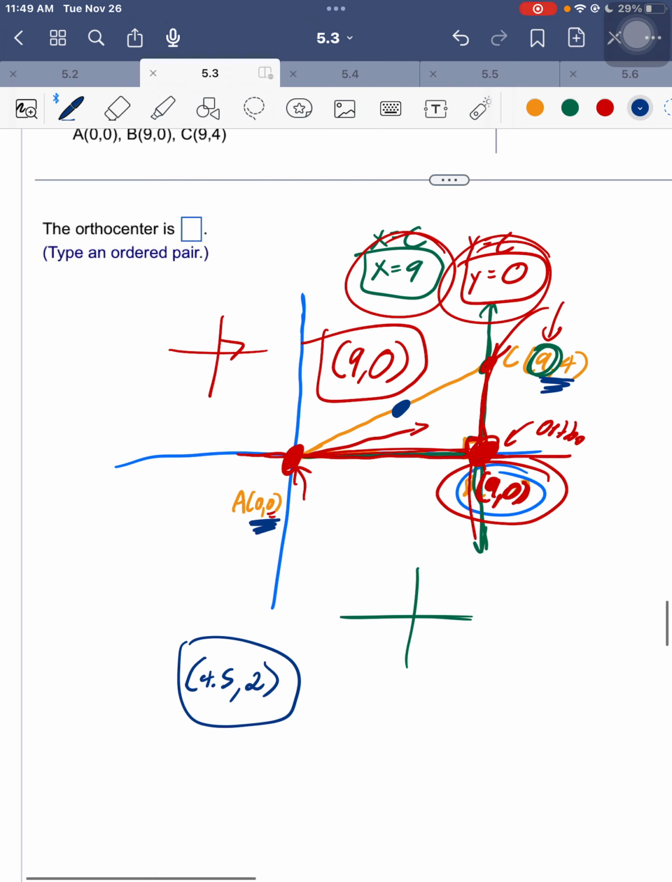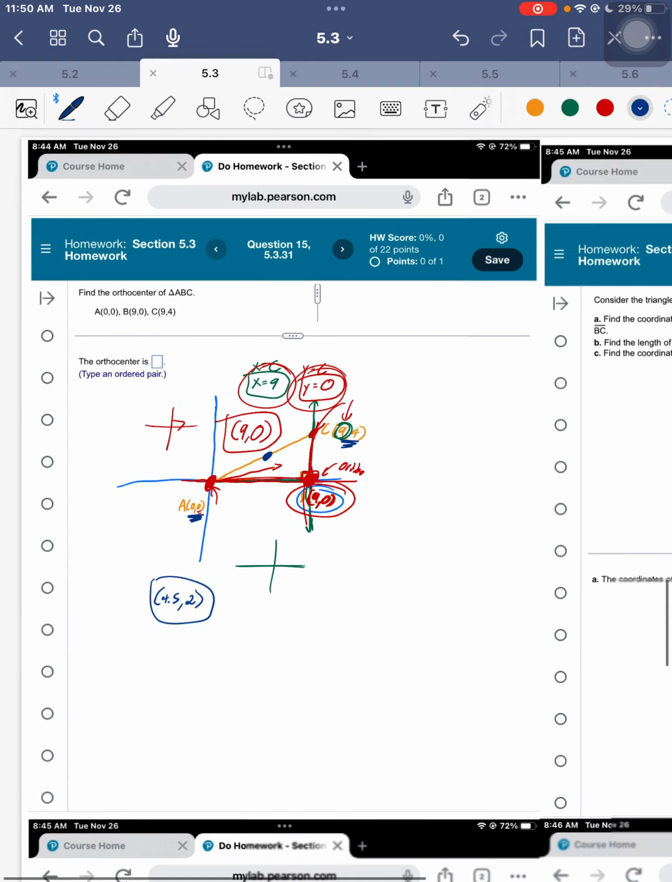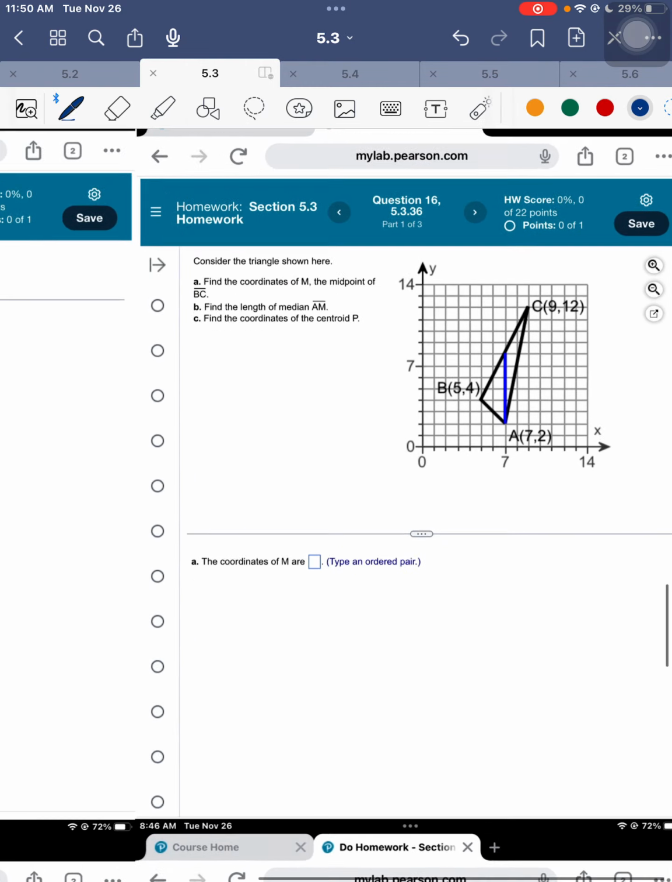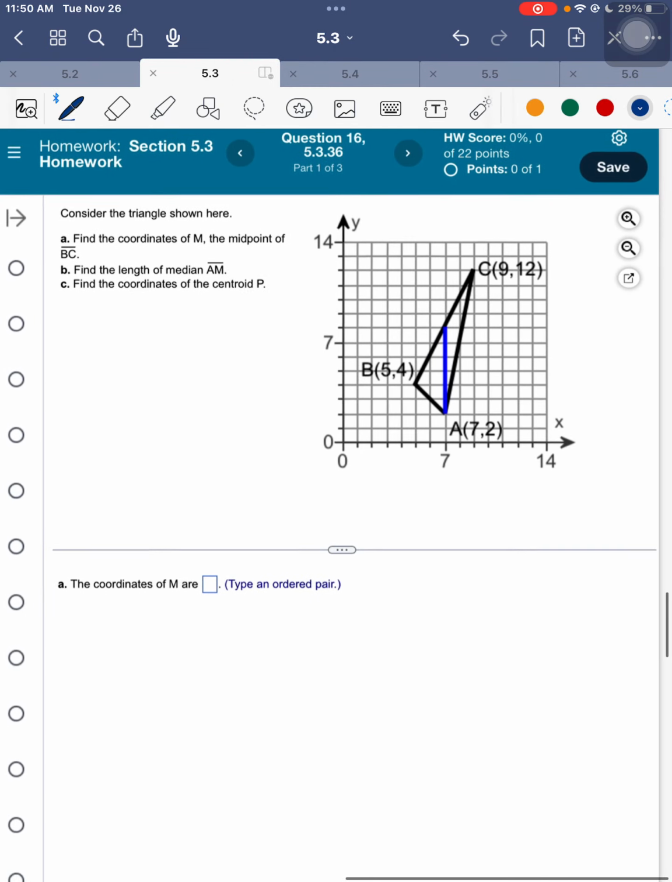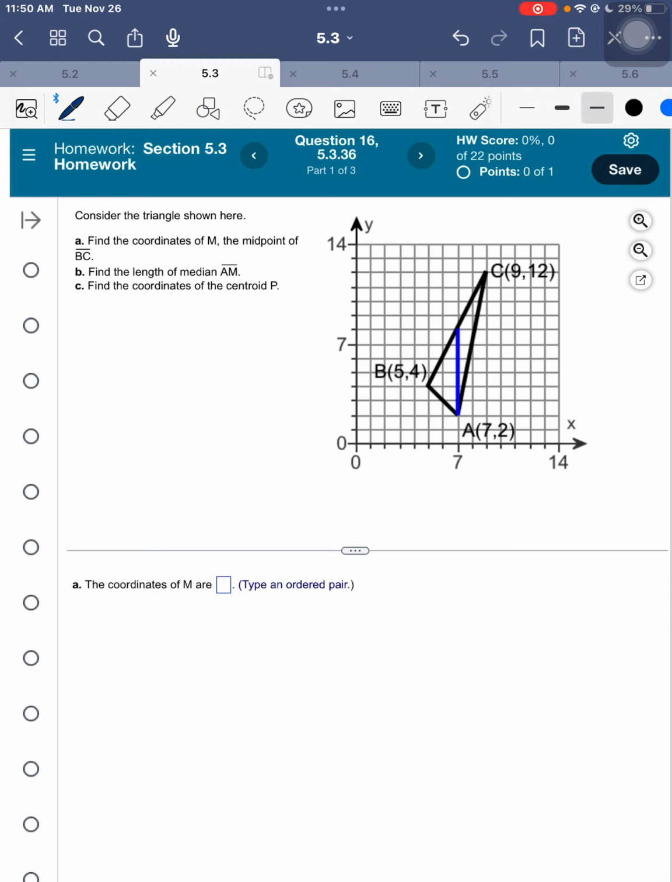Okay? So that was just a little bit for fun, just to go back on the circumcenter aspect. You can find the circumcenter of any right triangle by finding the midpoint of its hypotenuse, and you can find the orthocenter of any right triangle by finding the coordinates of the vertex that has the 90 degree in it. That has the 90 degree. Okay? So let's look at this one.